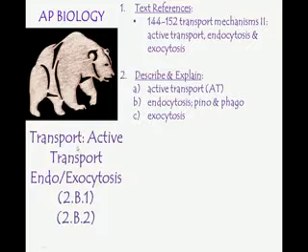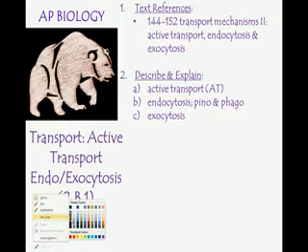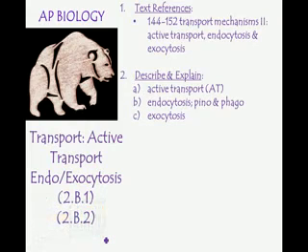This screencast is going to cover active transport, endo, and exocytosis. So text references up here describe and explain active transport, and then we're going to work on endocytosis. There are two subcategories of that, pinocytosis and phagocytosis, and then quickly look at exocytosis as well.